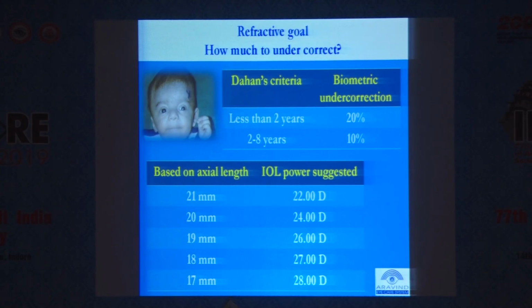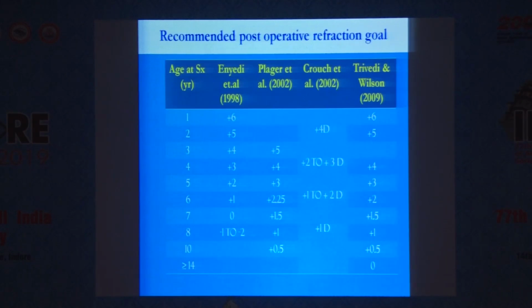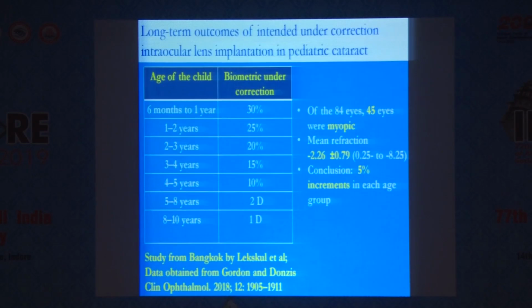So Dahan's criteria, the most popular, is 20% for less than 2 years and 10% from 2 to 8 years of age. The other table is based on the IOL axial length. There are various guidelines. Ennedy et al., Plager, Crouch, Trivedi and Wilson et al., they have also provided us the table, how much to plan. This is based on the age of the child, how much of target refraction.